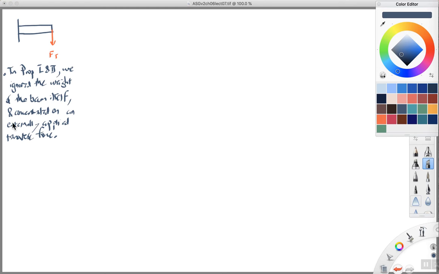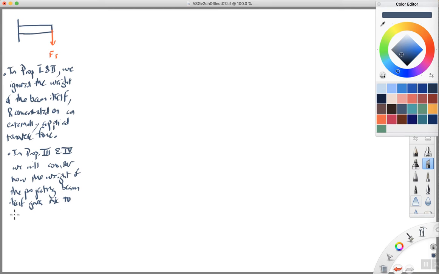In Propositions 3 and 4, we will consider how the weight of the projecting beam itself, projecting out of a wall, gives rise to a transverse force that works to break the beam under its own weight, so to speak. Okay, so that's just giving you a heads up of what we're doing.